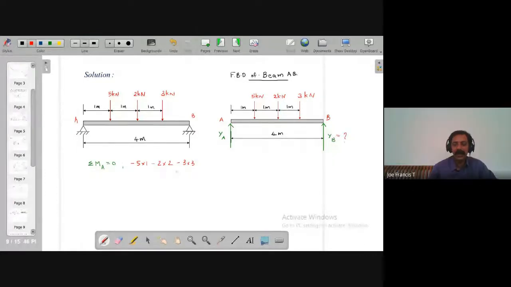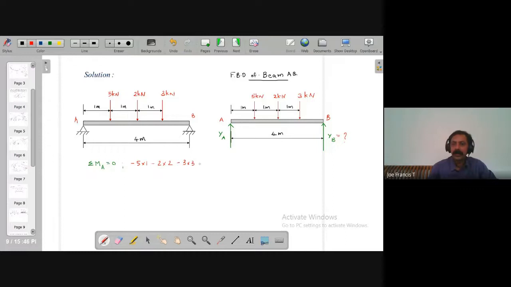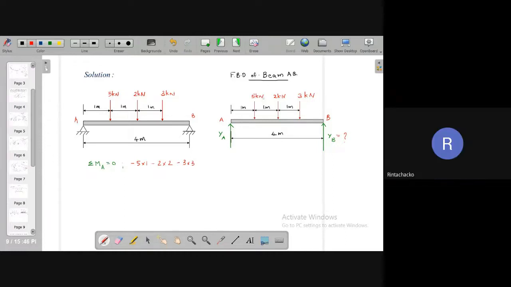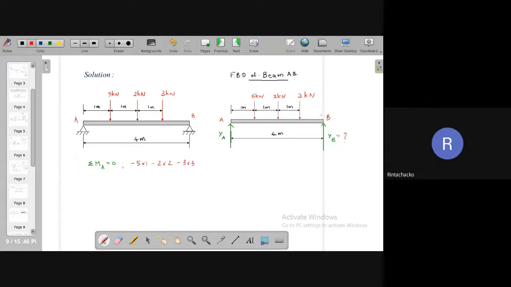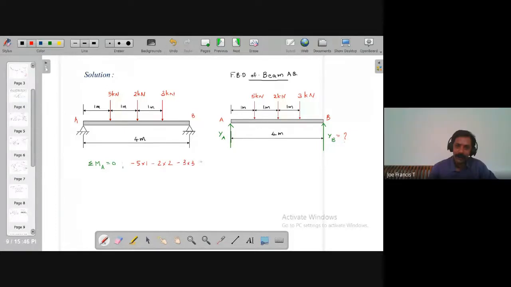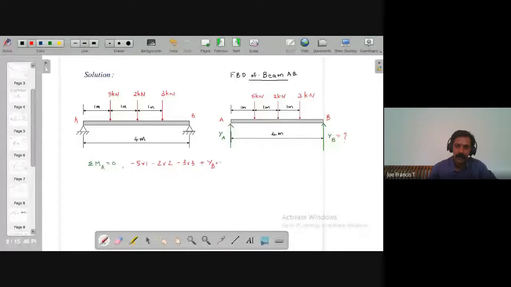So what will be the moment of YB? A force YB acts upward, right? Oh, plus YB into 4. Yeah, correct. Plus YB into 4 is equal to 0. This is what the moment equation is. So from this you get YB.